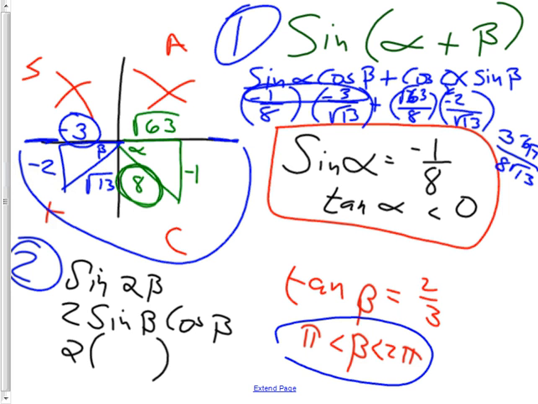Well, beta is the blue one there. So sine of that is opposite over hypotenuse, -2/√13. And cosine of beta, cosine is adjacent over hypotenuse, -3/√13. And then something cool kind of happens.